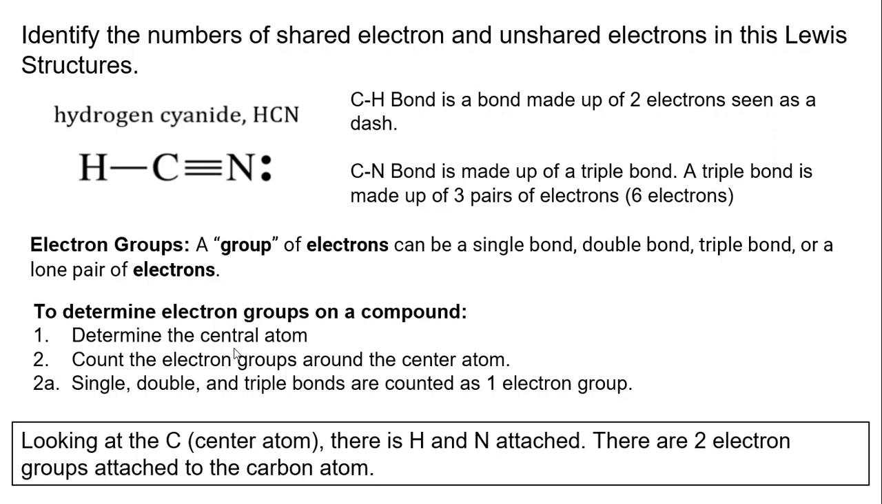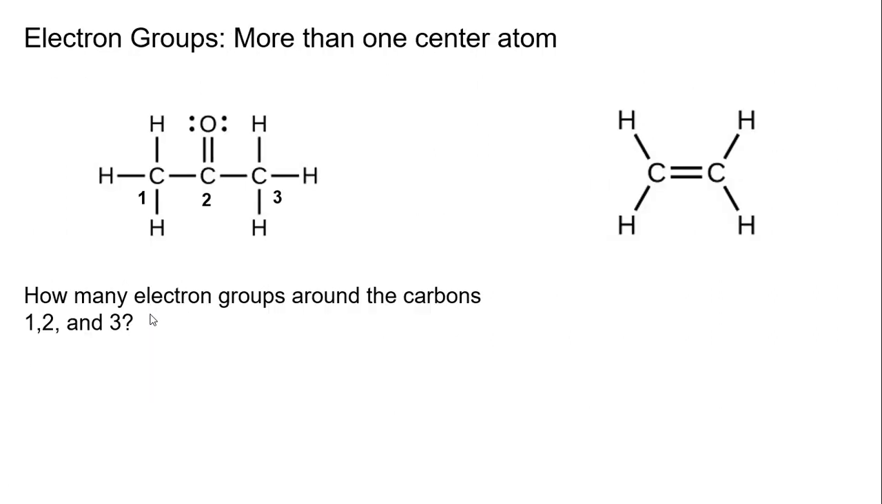Electron groups. Electron groups are what is attached or interacting with the center atom. None of this specifically says center atom, but that's how we're looking at it. So here again is a triple bond, but it's still counted as one. And then there is a single bond, it's still counted as one. If there was a lone pair on the carbon, that would still be counted as one. What happens though if you have molecules that have more than one center atom?